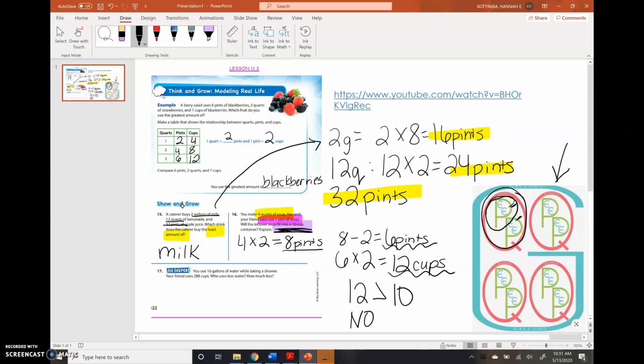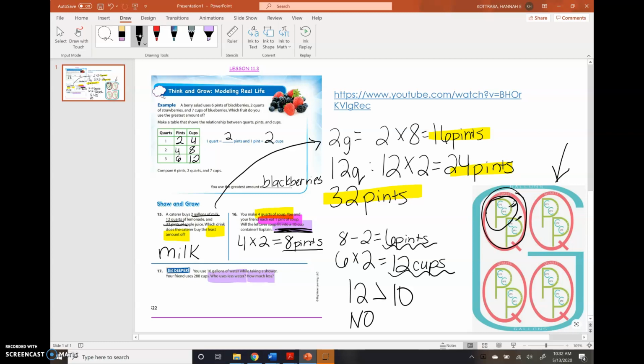You use 16 gallons of water while taking a shower. Your friend uses 288 cups. Who uses less water? There's one part of the question. And then how much less? So 2 parts of the question. Okay, well, again, they're kind of making it tricky on you. You need to convert so that the amount of water that you used and the amount of water that your friend used are in the same unit of measurement, so you can more easily compare them.